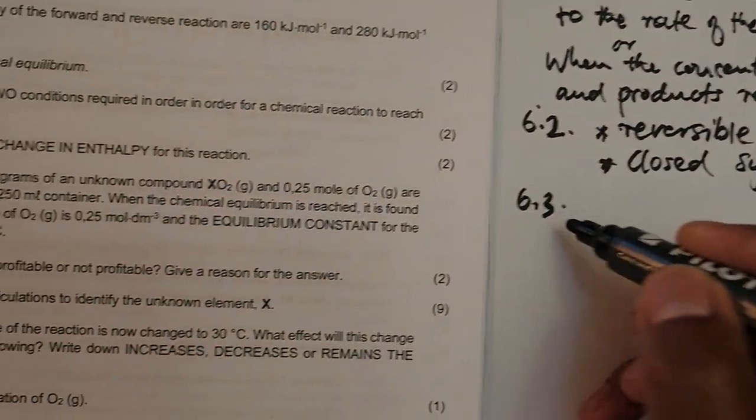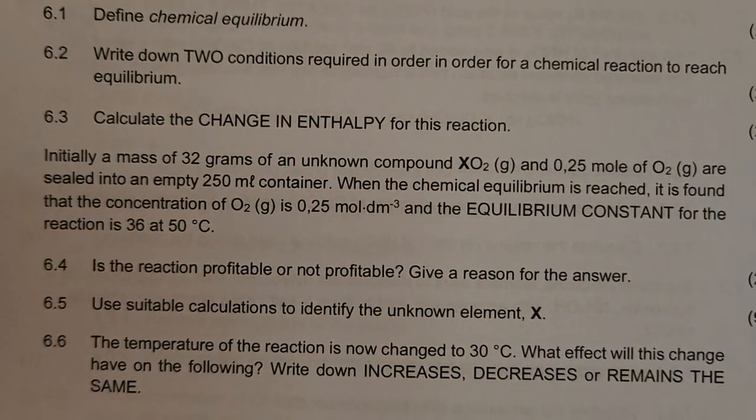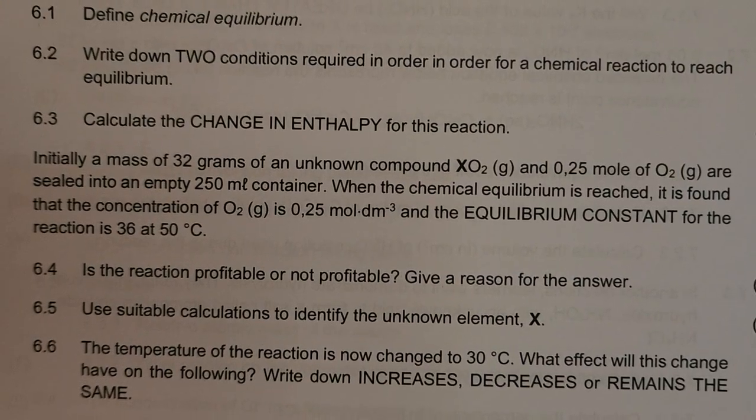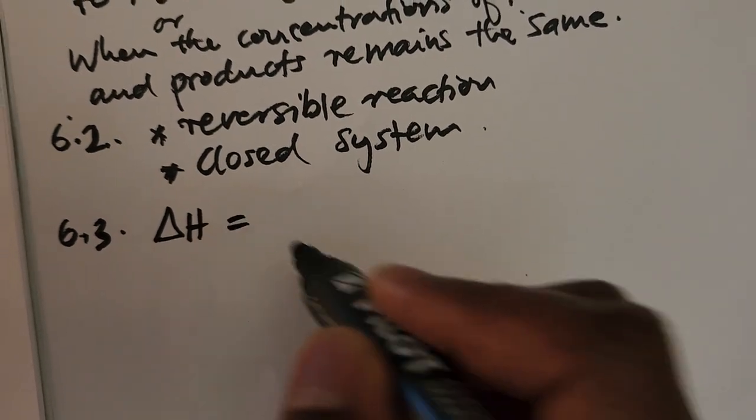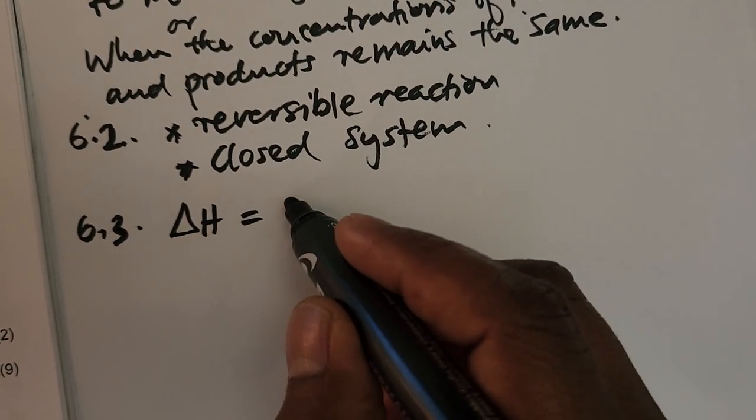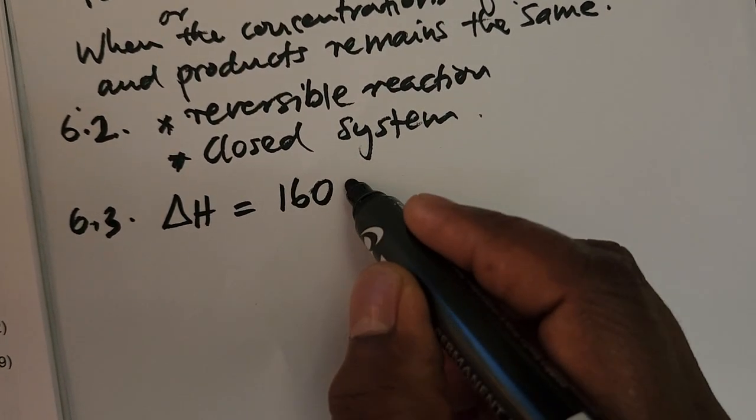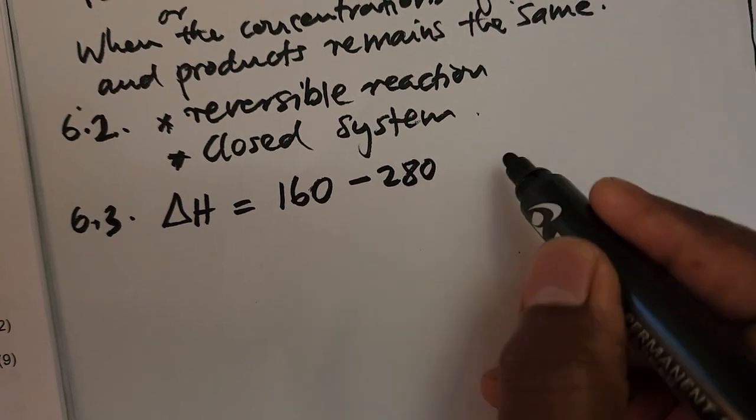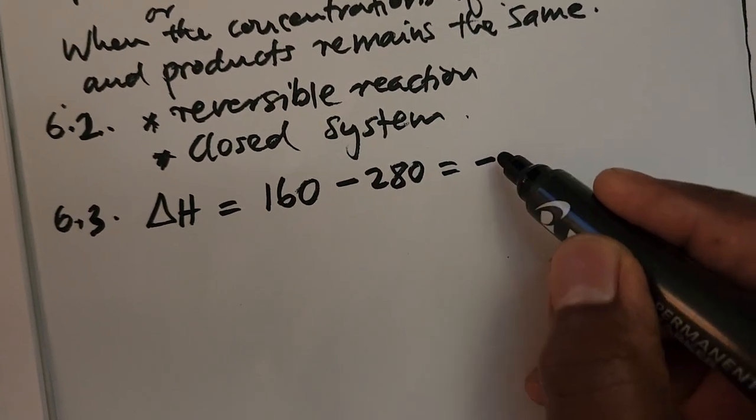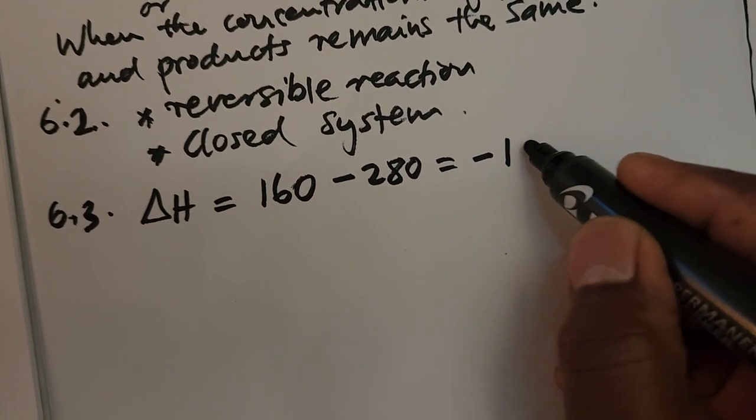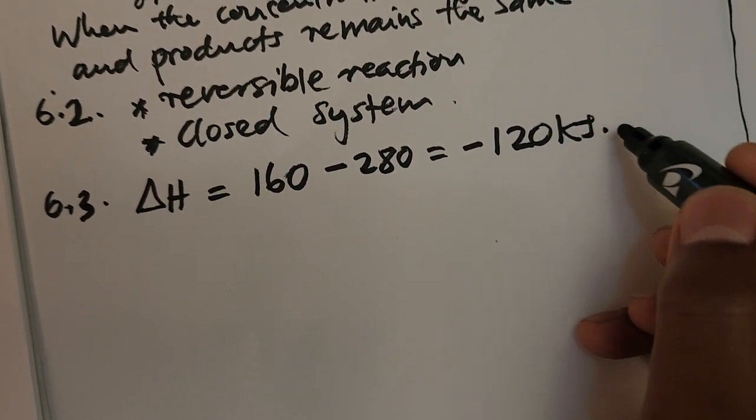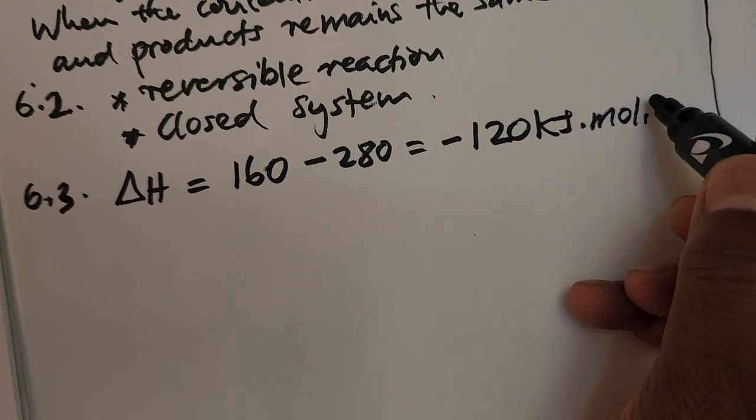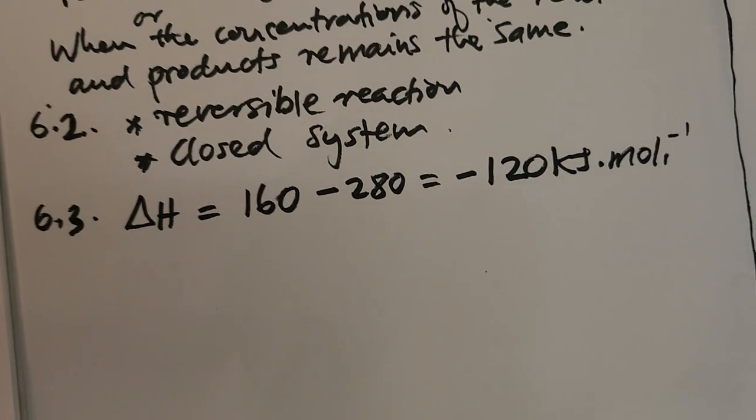6.3 in this case, now they say calculate the change in enthalpy for this reaction. Delta H, enthalpy change, remember is negative. It will be now 160 minus 280, which is the same as negative 120 kilojoules per mole. That will be the answer.